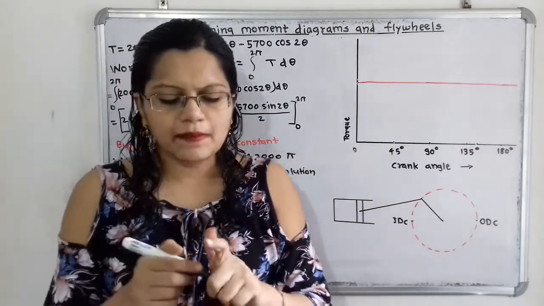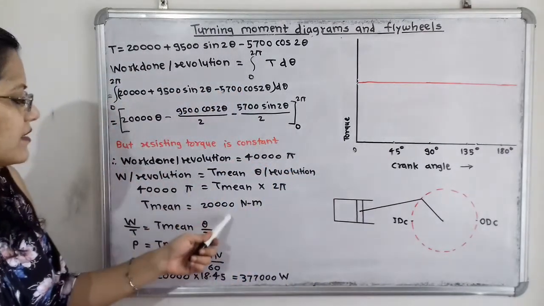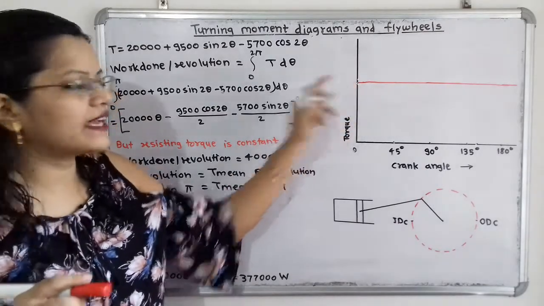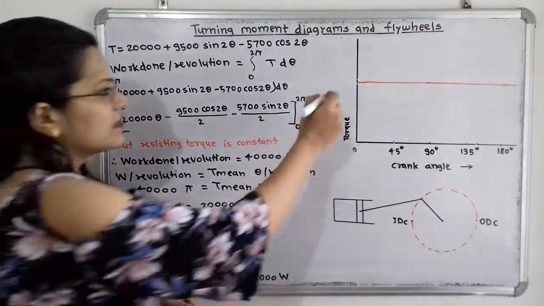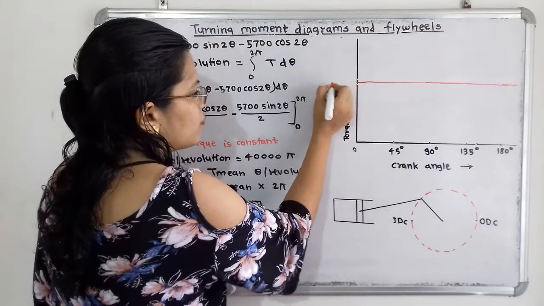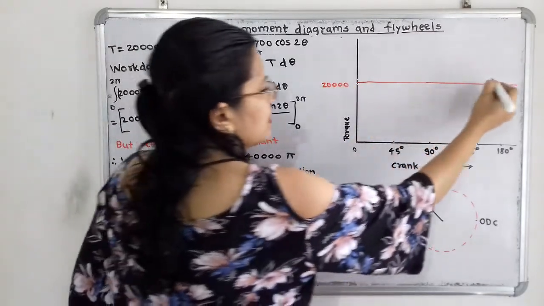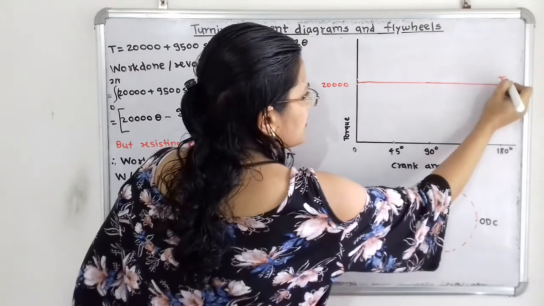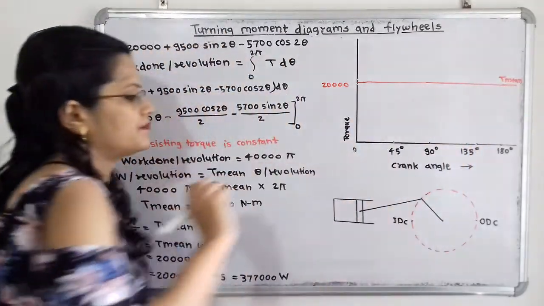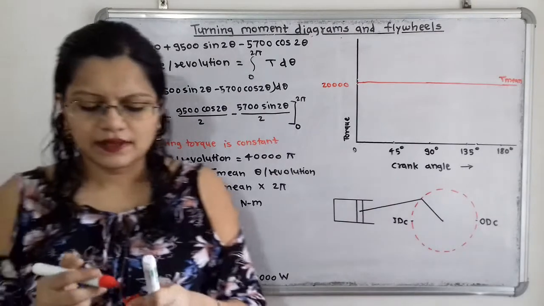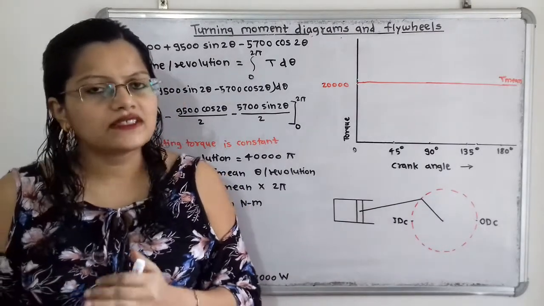And now T mean, that is mean torque, is 20,000 Newton meter. So I will take here, with scale, the number 20,000 Newton meter. I will write here 20,000 Newton meter, and this is the mean torque, that is T mean. So in this way this line is plotted. Now what is the first question?